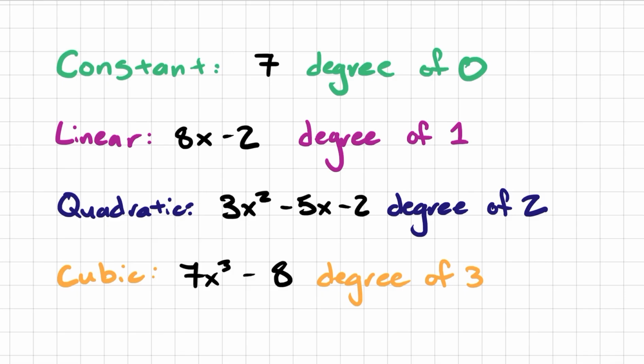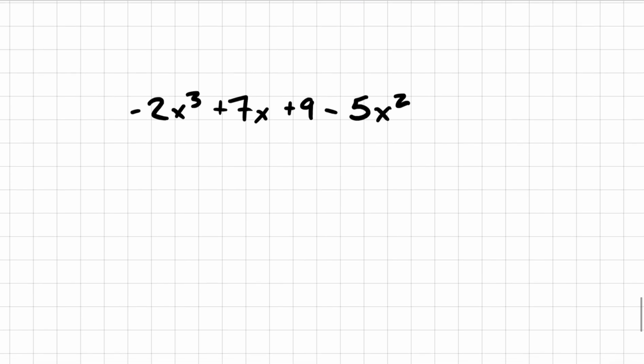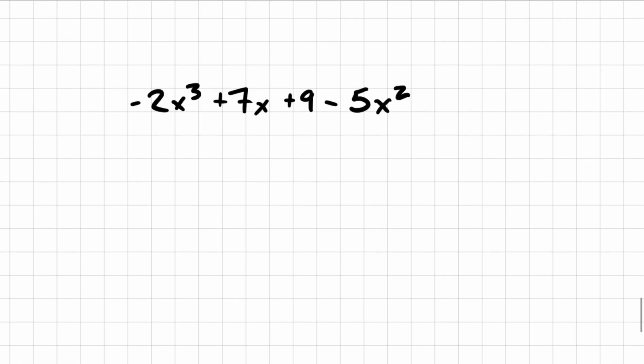So, for example, let me write down this guy right here. I have negative 2x cubed plus 7x plus 9 minus 5x squared. So we are going to start classifying it with the two things that we know. So first off, let's look at the degree, because that's normally the first thing we list.